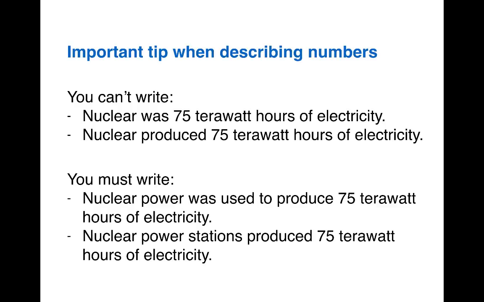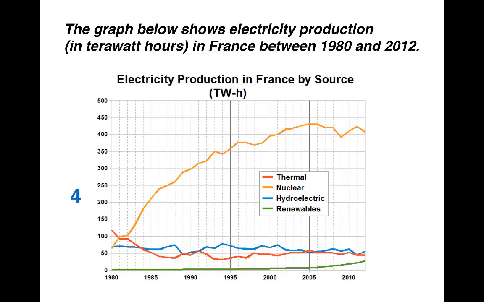Okay, on to paragraph 4. Let's go back to the graph and look at what we are going to select for paragraph 4. Remember, we can just take at least one thing about each line. Starting with the nuclear line, I'll just take this increase up to a peak in 2005.